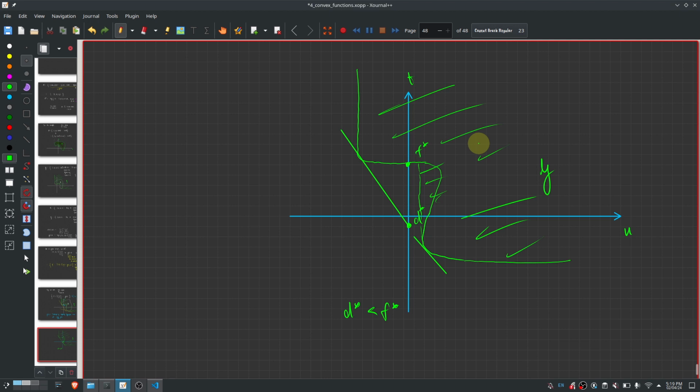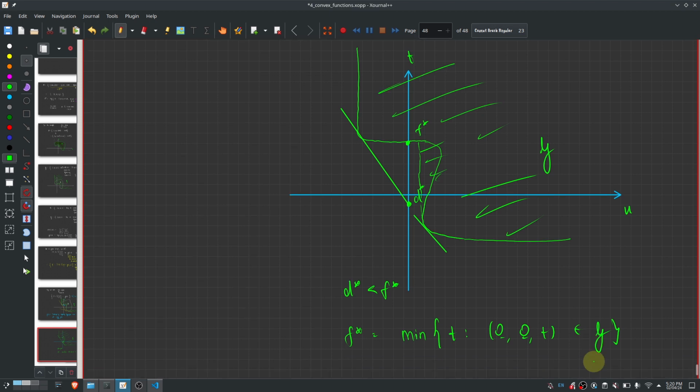Okay. So F star is actually equal to the minimum over all T such that (0, 0, T) belongs to the set G. You can verify this later. So that is what gives you the solution to your primal optimization problem.